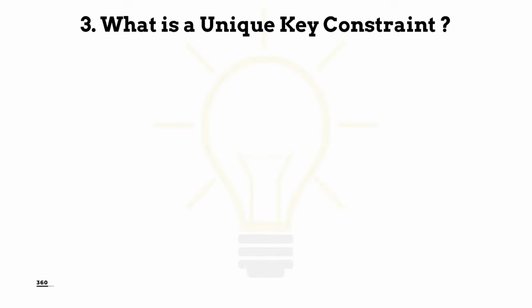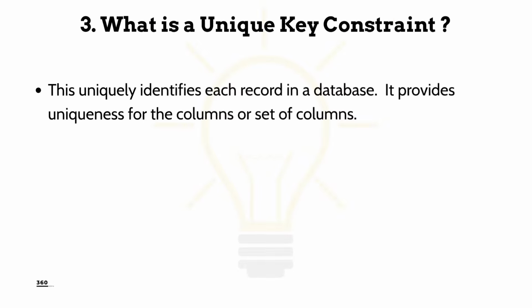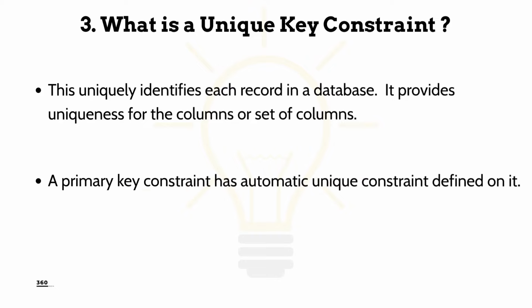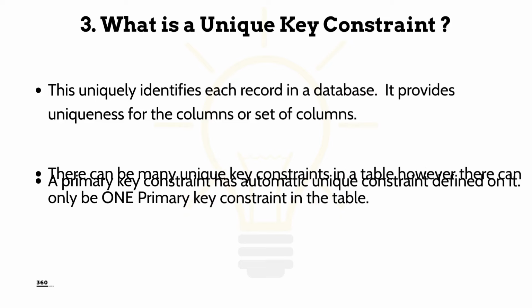Question 3. What is a unique key constraint? A unique key constraint uniquely identifies each record in a database. The uniqueness is based on a column or a set of columns. You must be thinking about what the difference is in relation to the primary key we have just defined previously. A primary key has an automatic unique constraint defined on it. A very important thing to note: there can be many unique constraints defined per table, but there can only be one primary key constraint defined for a table.